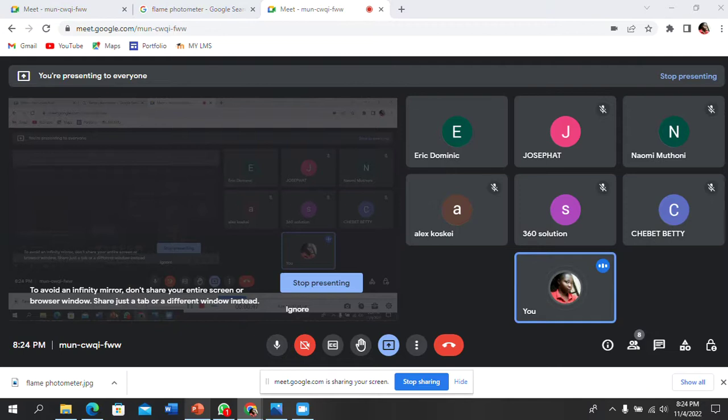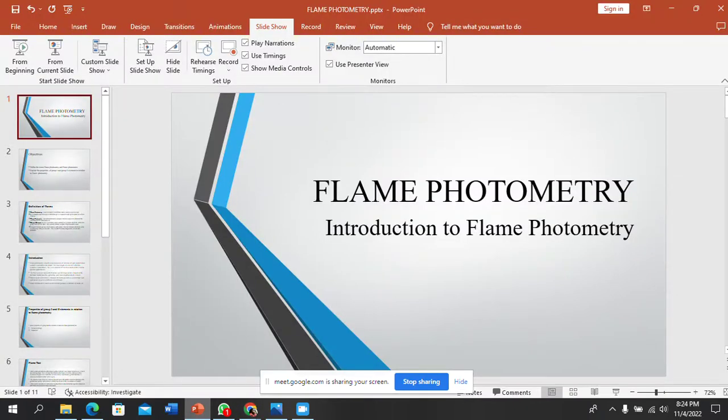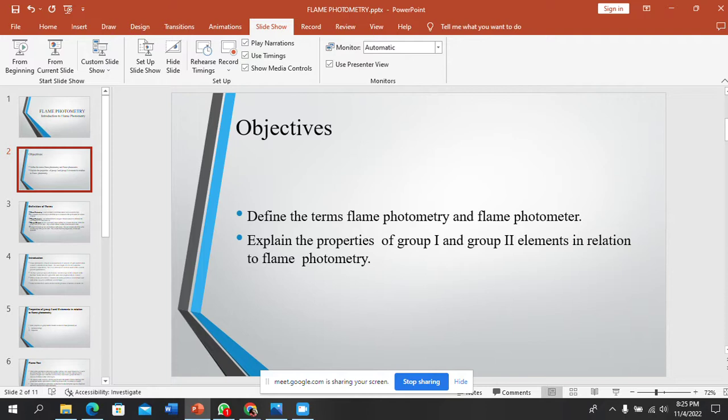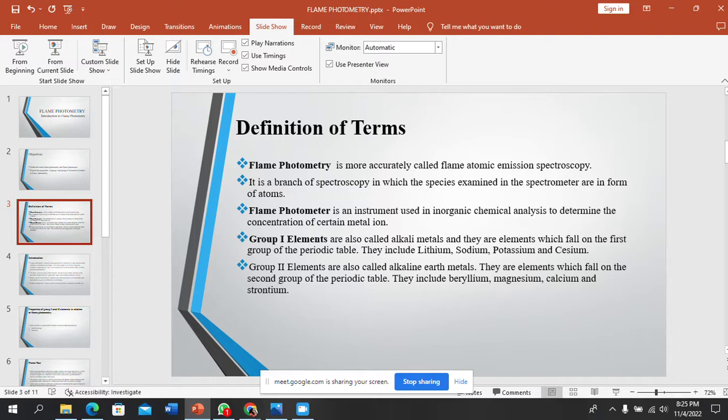So welcome to this class. We can start off straight away. We are going to look into flame photometry, and we have two objectives to cover. As you can see, we are going to define some terms, and one of them is flame photometry and also a flame photometer. We are going to start by defining terms, and the first term is flame photometry.